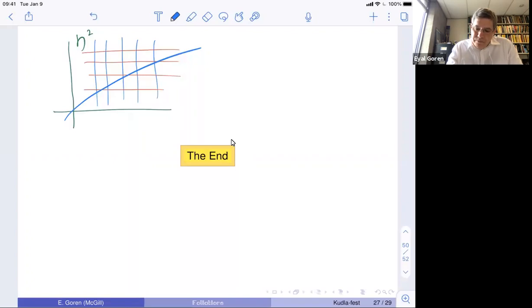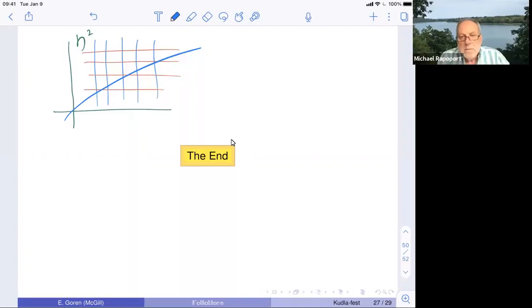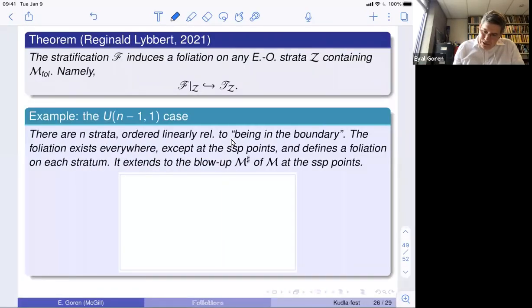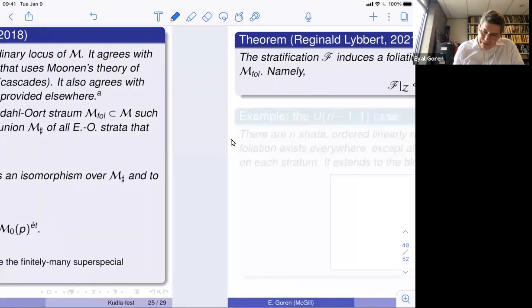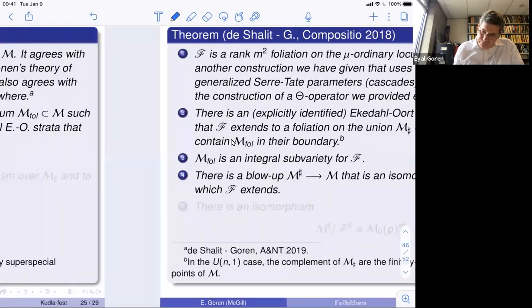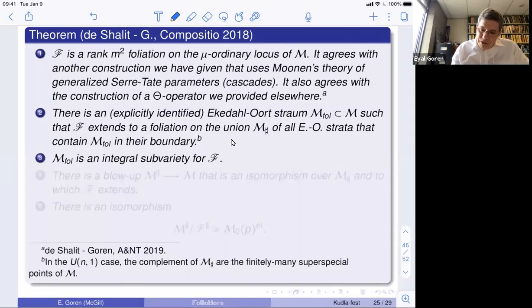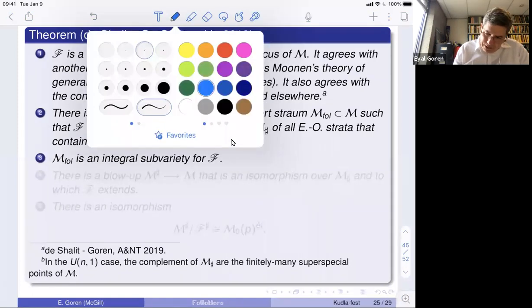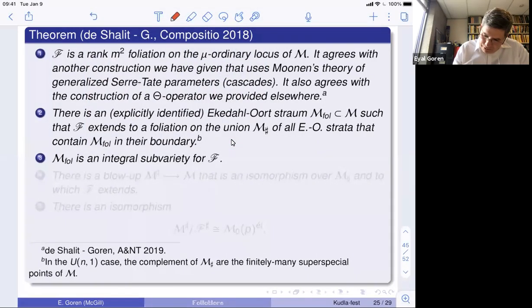I mean, if the signature is not n minus 1, 1, what was this exceptional locus? Yes, so this is, we call it M4. It's a name we invented, so I don't expect anyone to know what it means.